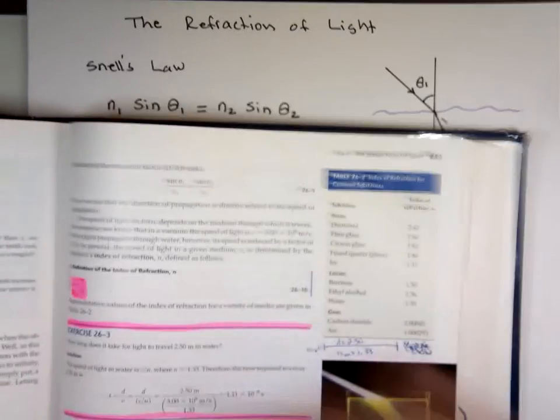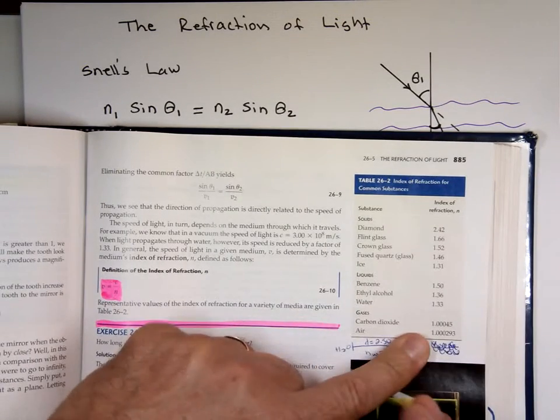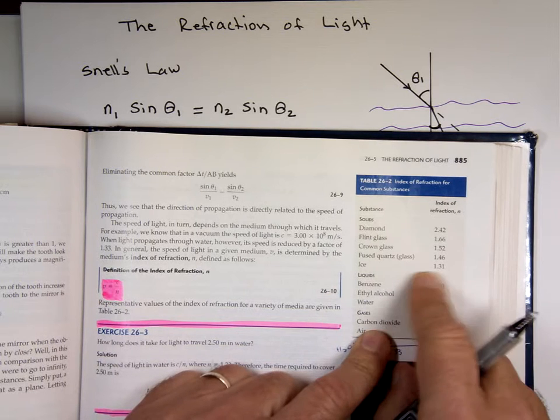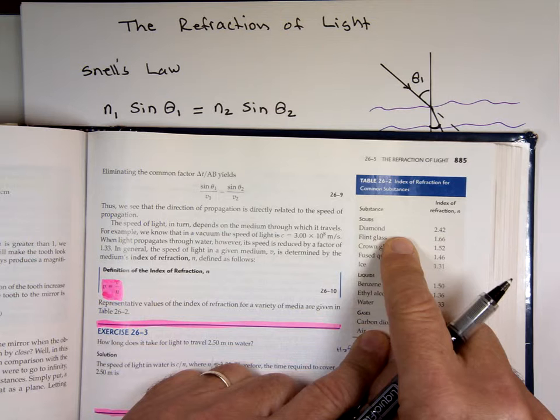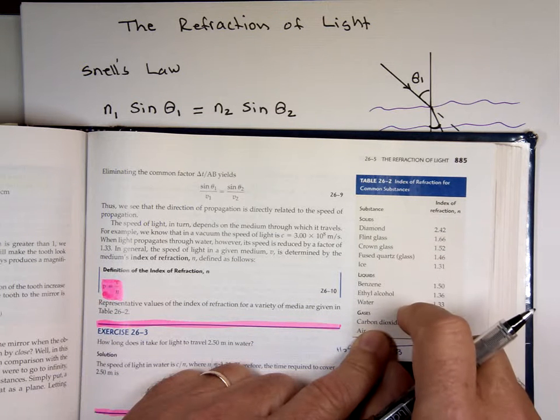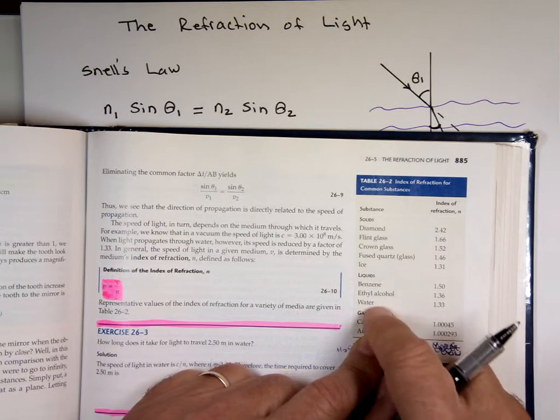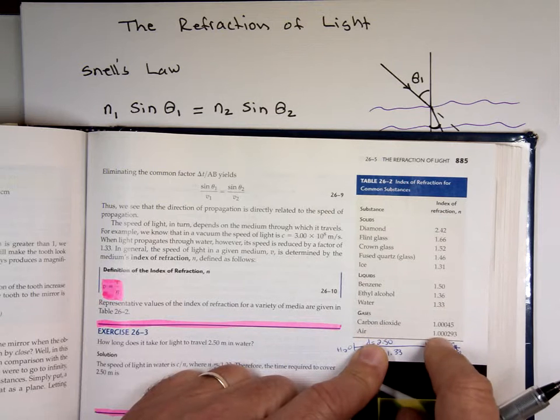For example, here we go, N. N for ice is 1.31. N for diamond is 2.42. N for water is 1.33. N for air is 1.